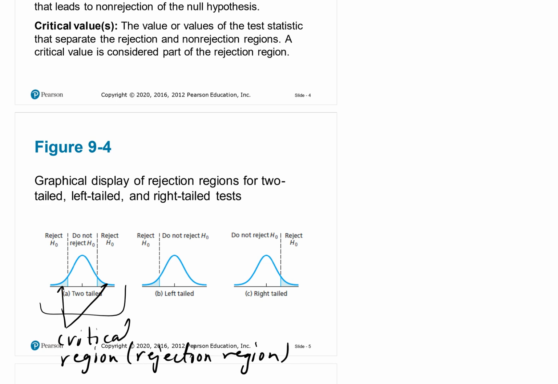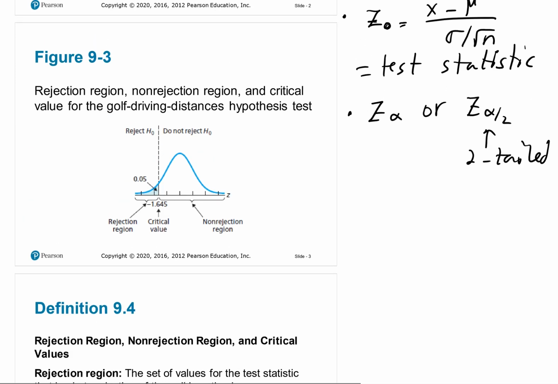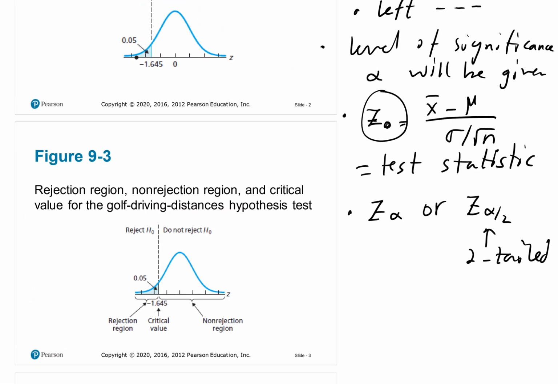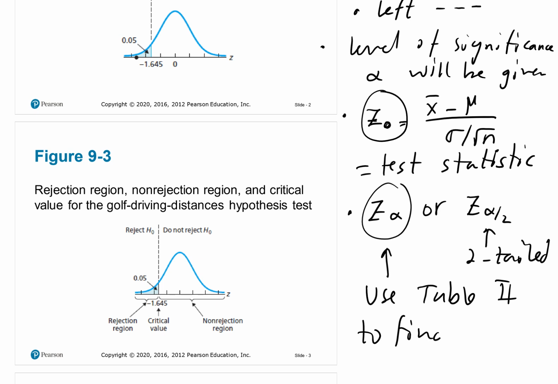Now we have two things to find. The first value is z sub 0, the classical test statistic value. And then the other value is z sub alpha. And how do you find z sub alpha? Alpha would be given. Then we use table 2, if you remember, to find the z value. And then we compare them.